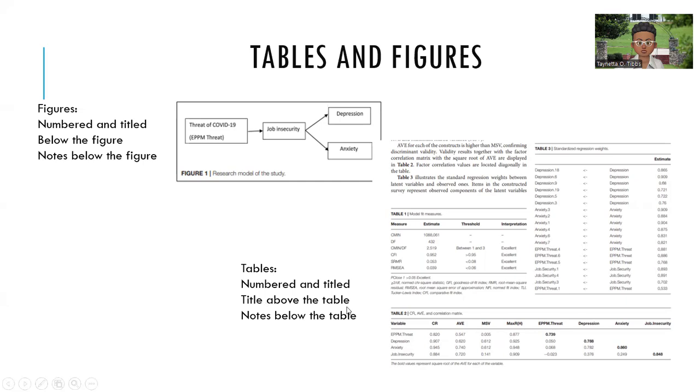For tables, they are also numbered and titled in bold. This is table 1. You'll see table 2 and table 3. The title will be above the actual table. So for figures, it will be below, and for tables, it'll be above, and any notes will follow the table. And these are the in-text references to those tables, as you see here, table 2 and table 3.